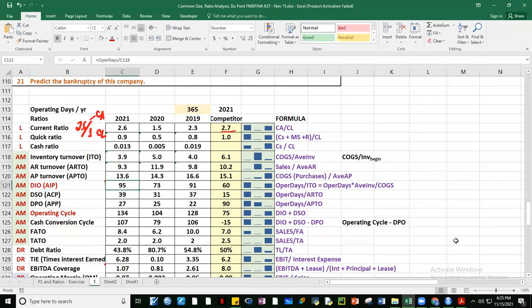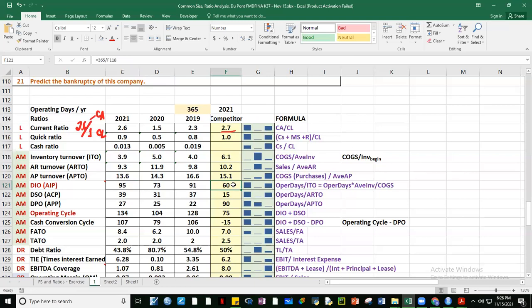Anong ibig sabihin yan? 95 days yung number of days it takes the company to buy raw materials, convert into finished goods, and then sell. 95 days yung duration na yan. While on the other hand, si benchmark company, 60 days lang. So mas mabilis sila. Mas mabilis. Sabi nga, related yan dito sa speed ng turnover.